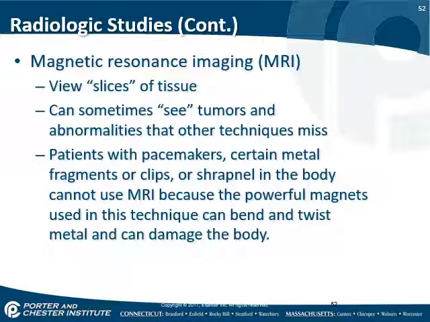MRI, magnetic resonance imaging, and this actually slices tissue. This lets us look at the tissue, one little piece at a time, and it can sometimes see tumors that a CAT scan would miss. But always remember, anybody with a pacemaker or any part of metal in their body cannot have an MRI because of the powerful magnets that can bend and twist metal and damage the body.